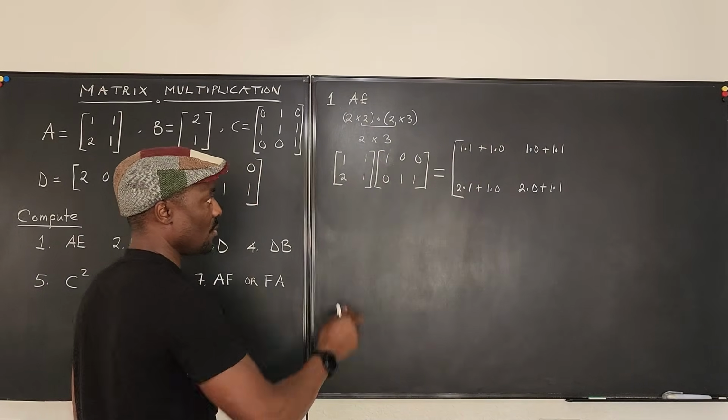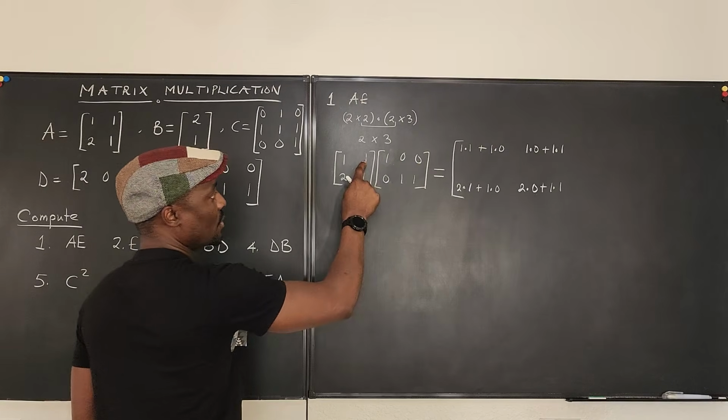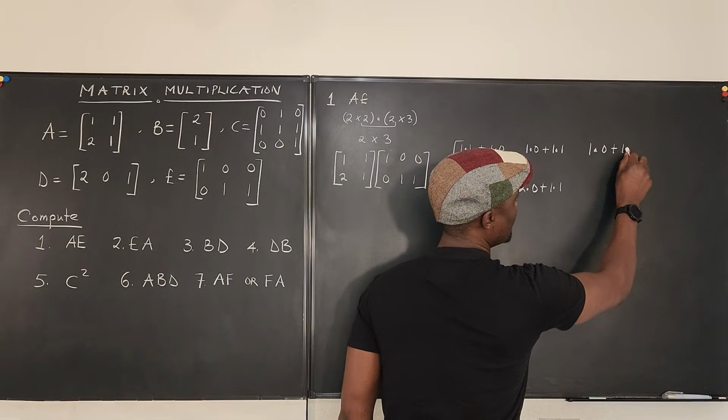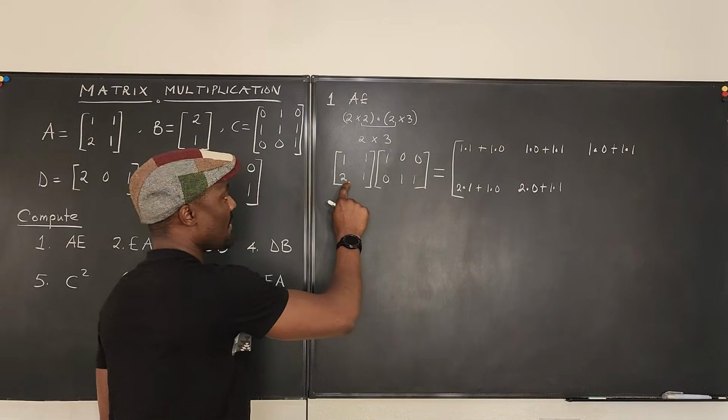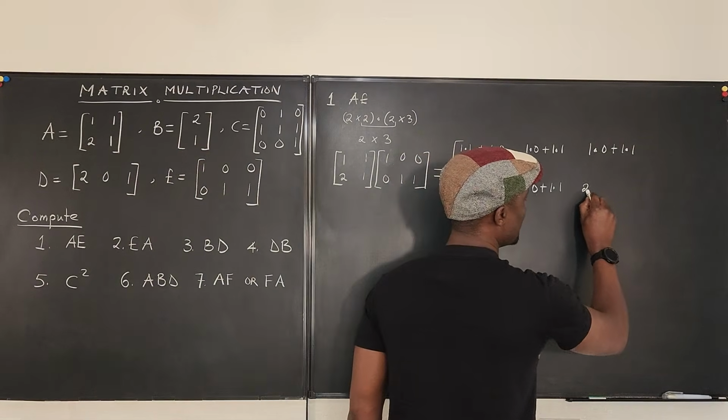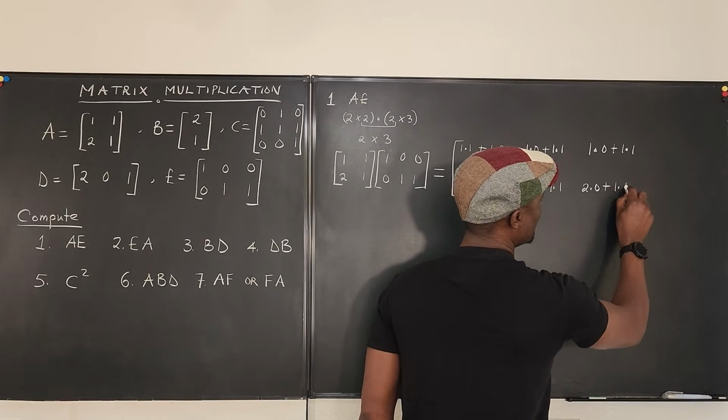And then we go to the third one. 1 times 0 plus 1 times 1. And then this becomes 2 times 0 plus 1 times 1.